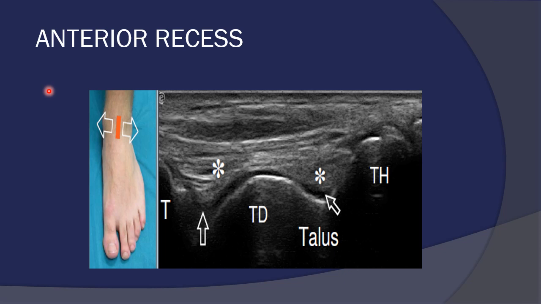Then we turn the probe into LS position to examine the anterior recess to check for effusion. The fluid can be seen in two places. One between the distal tibia and the talar dome, and the other is between the talar dome and the talar head.